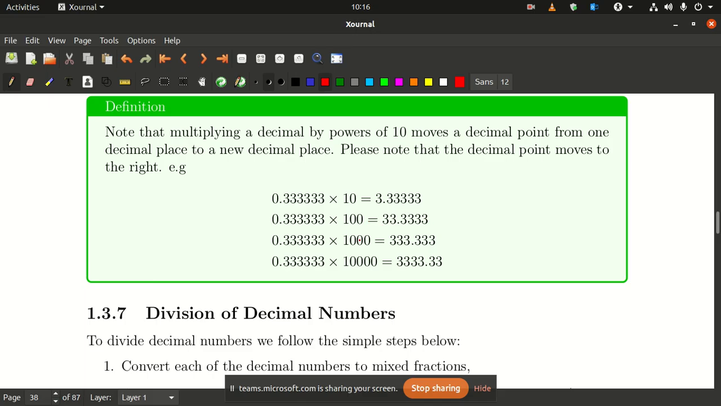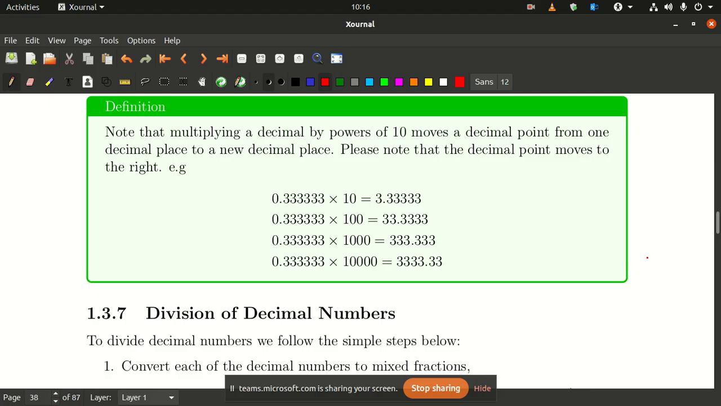When we are multiplying by 1,000, how many zeros? We have 3. So multiplication means we are moving to the right 3 times. This decimal point was here, so it's going to move 1, 2, 3. Hence we have 333.333. Anyone who's not getting this?